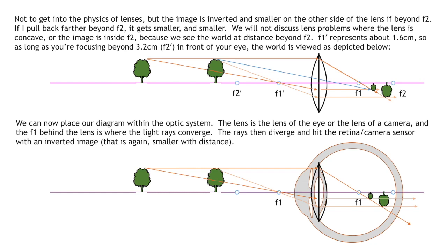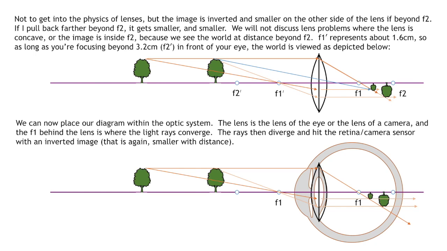f1 prime represents about 1.6 centimeters within our eye. So as long as you're focusing beyond about 3.2 centimeters, f2 prime, in front of your eye, the world is viewed as depicted. We can now place our lens diagram within the optic system. The lens is the lens of our eye or the lens of a camera, and the f1 behind the lens is where the light rays converge. The rays then diverge and hit the retina or camera sensor with an inverted image, that is again smaller with distance. So you can see our two point sources coming off this.